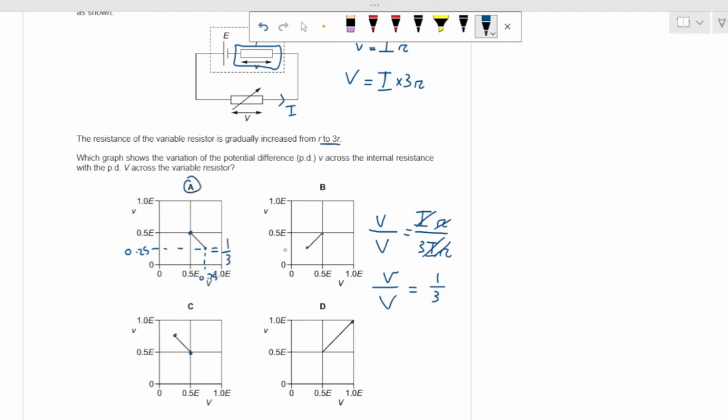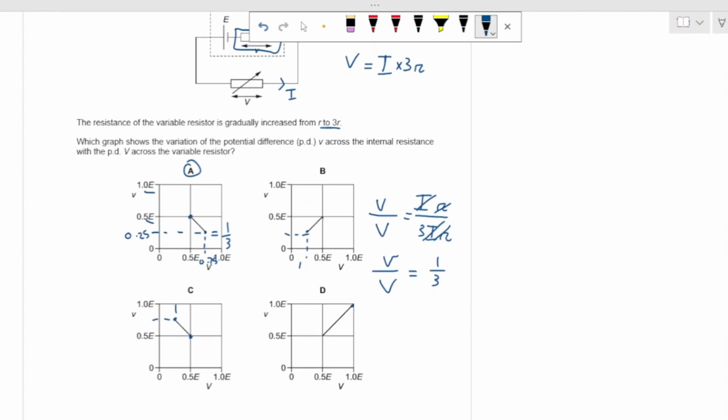Now if you look at the rest of the options, this is 0.25, this is also 0.25, that will give you 1 value. And then you can do the similar stuff for the other graphs and they would give you different values. But what we have concluded is that option A is correct. They have just used E because we do not know the actual EMF. So the correct option for question 34 is A.